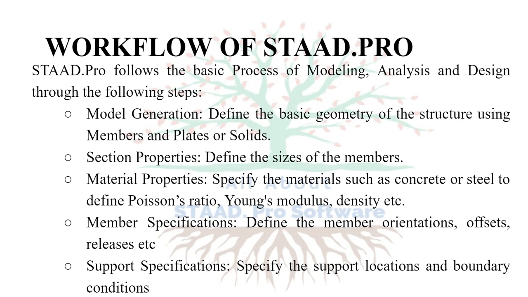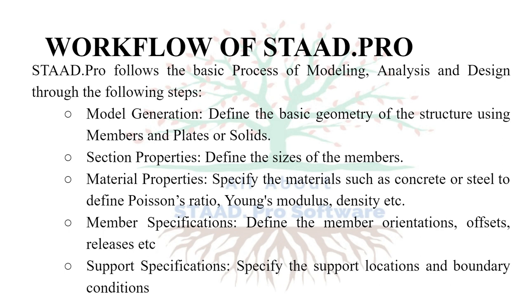The other important part of Staad Pro is to understand the workflow, or the step-by-step process in Staad Pro software. Staad Pro follows the basic process of modeling, analysis and design through the following steps. First one, model generation. Define the basic geometry of the structure using members and plates or solids. First, we want to draw or model the structure. Second one is section properties. Define the sizes of the members. After drawing the model, we want to specify the sizes of the members.